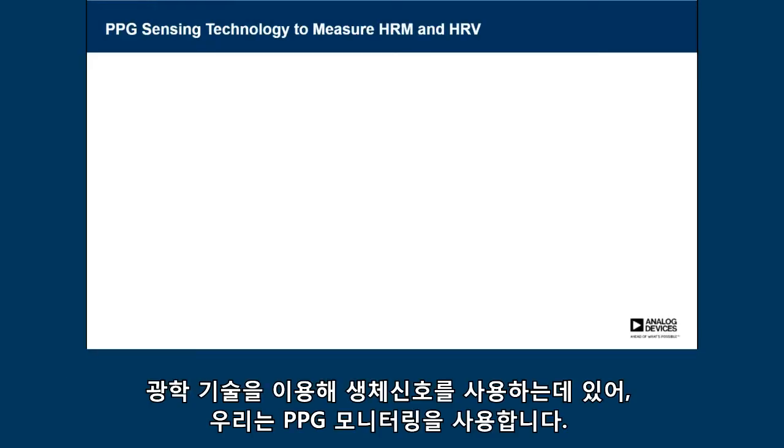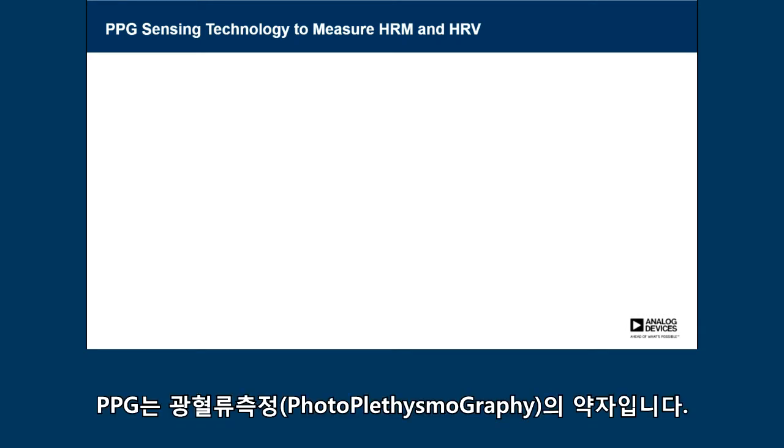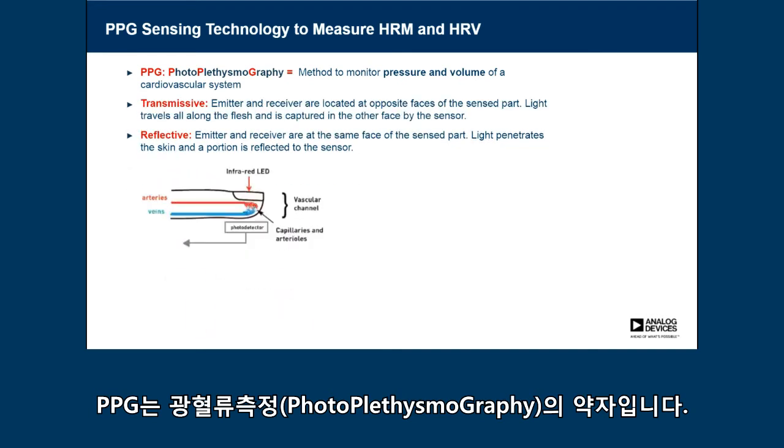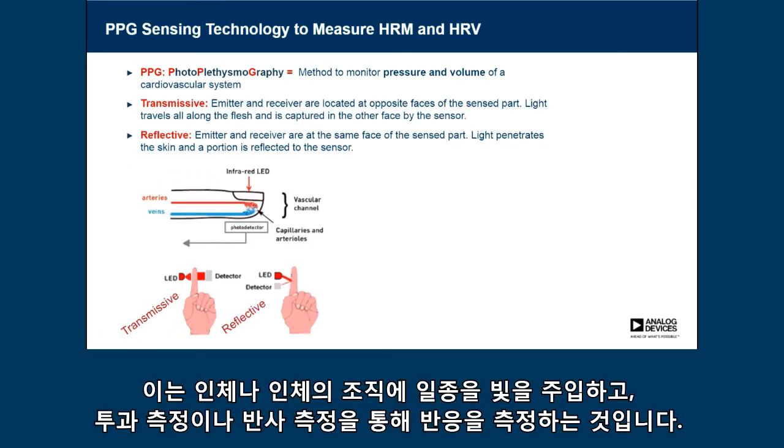When measuring vital signs by optical technology, we make use of PPG monitoring. PPG stands for photoplethysmography. In fact, what you do is inject a certain light into the human body or the tissue, and you measure the response, either by a transmissive measurement or by a reflective measurement.